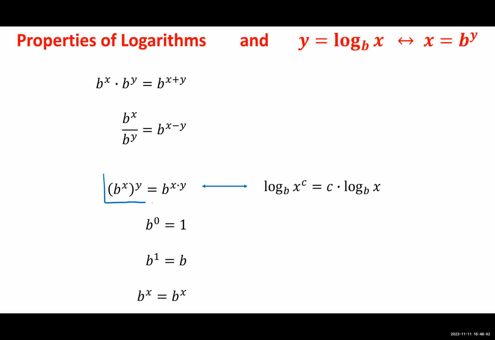Next rule of exponents: when you have a power raised to another power, b to the power of x, raised to the power of y, we multiply the exponents. x to the second raised to the power of 4 is x to the 8th power. In log form, an exponent on the inside goes to multiplication. So the log base b of x to the c is equal to c times the log base b of x.